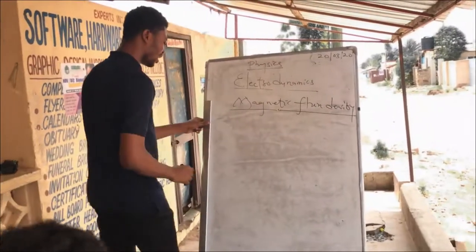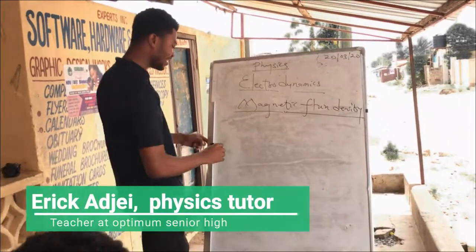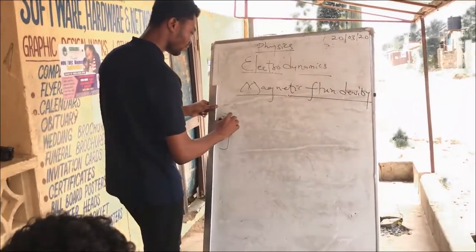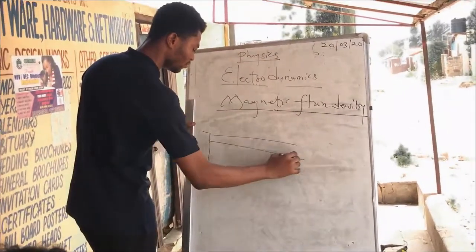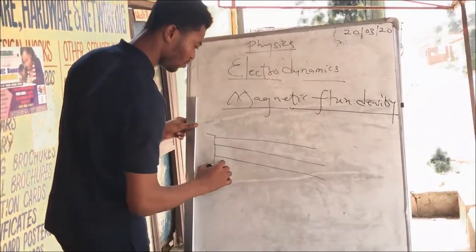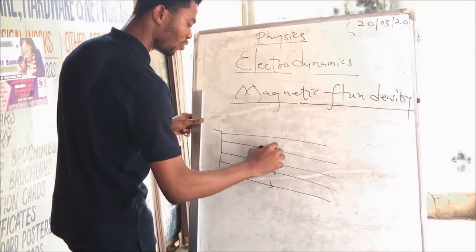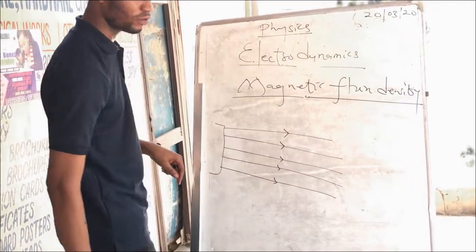Okay. Now let's assume, pay attention, this is our source of magnets, giving us some field lines. What type of field line is this? Uniform or non-uniform? Uniform. Okay, good.